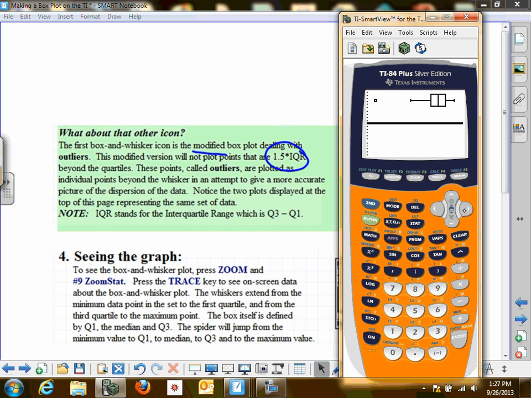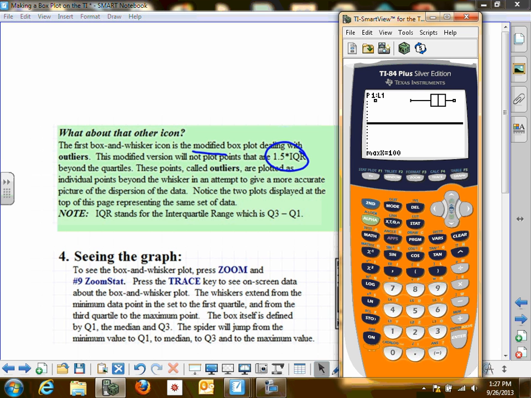Watch this. Q1 is 73. I arrow to the right. The median is 81. I'm going to arrow to the right. Q3 is 89. And then finally, the maximum is 100. So it will tell you the 5-number summary. So that's nice. Okay. Questions on what that does for you?